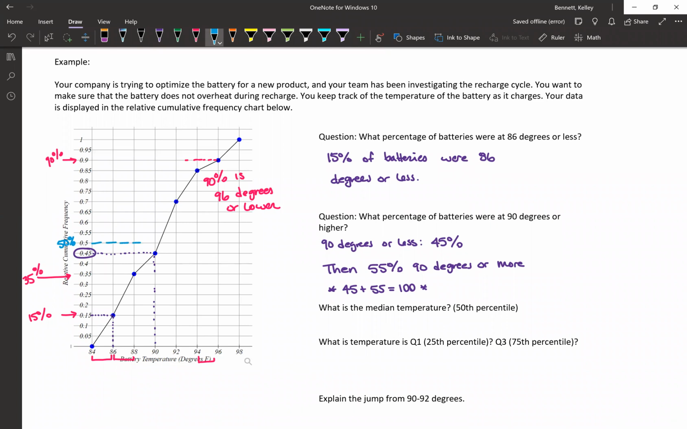I go back to my line, hit it, and I say, where did you come from? And I do that by looking just straight down. And I'm just going to call that, it's not quite 91. 91 would be about here. So let's just call it 90.5.